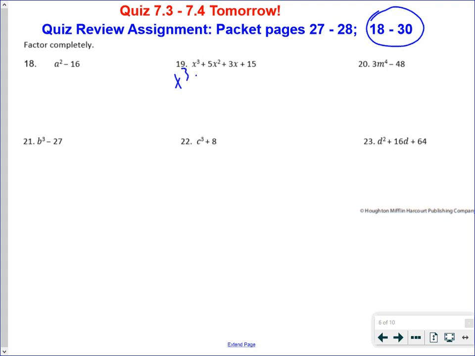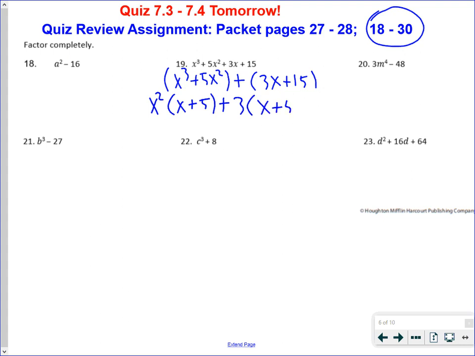We have x cubed plus 5x squared. That's going to be one group, and we're going to group up the last two terms, 3x plus 15. We're going to find the GCF of both pairs. The GCF of the first pair is going to be x squared, and we're left with x plus 5 inside. And for the second pair, the GCF is 3, and we're left with x plus 5 as well. We have another GCF right there. We'll take that out. And when we do, we're left with the coefficients.